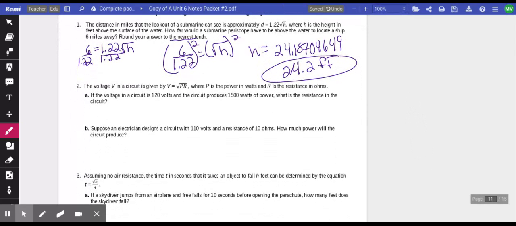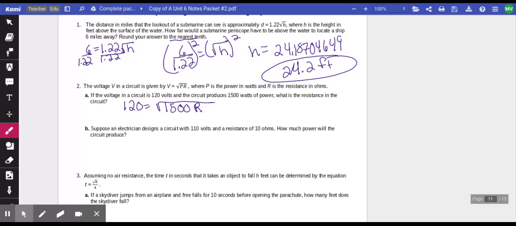So now number 2, the voltage V in a circuit is given by V equals the square root of PR, where P is the power in watts and R is the resistance in ohms. If the voltage is 120 and the circuit produces 1500 watts, what is the resistance? So that means that 120 equals the square root of 1500 R.